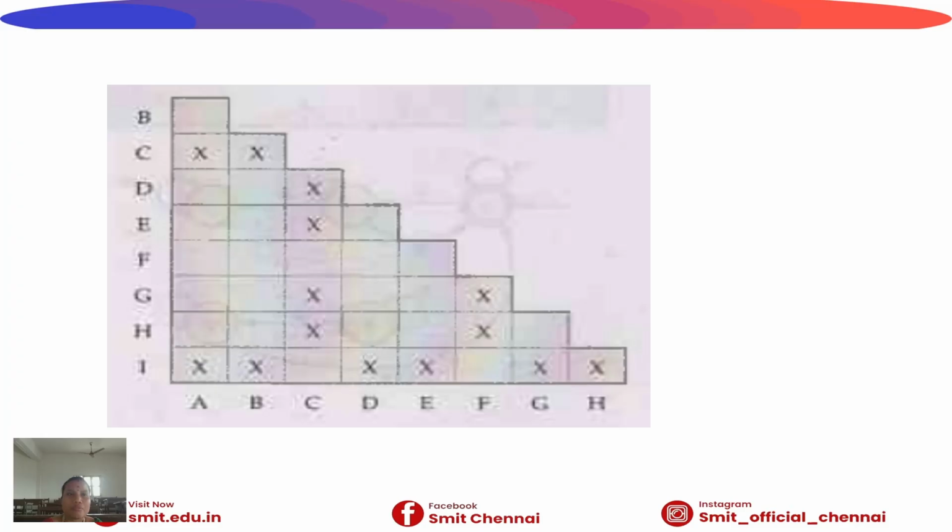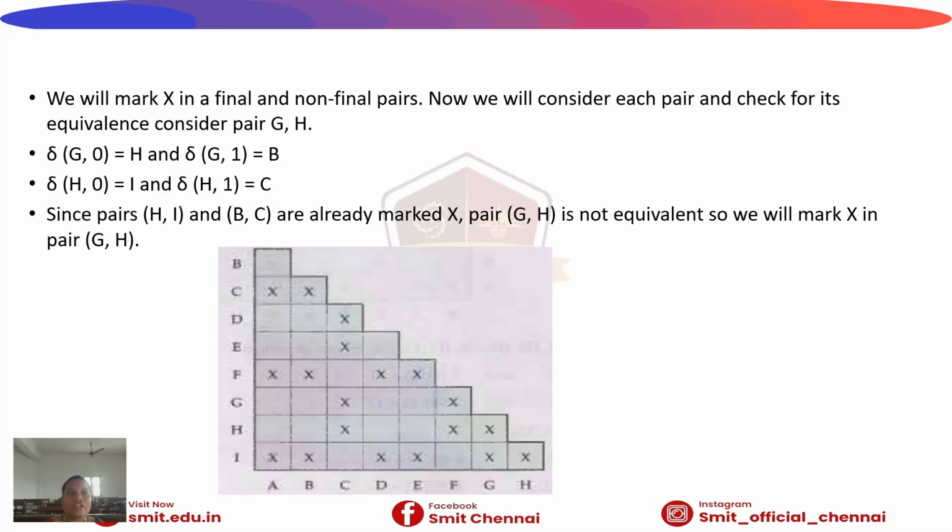In the diagram, the transition table's first vertical line runs from the second state to the last state given, and the horizontal line runs from the first state to the second-last state. The final states are marked. So we will mark X in final and non-final pairs.